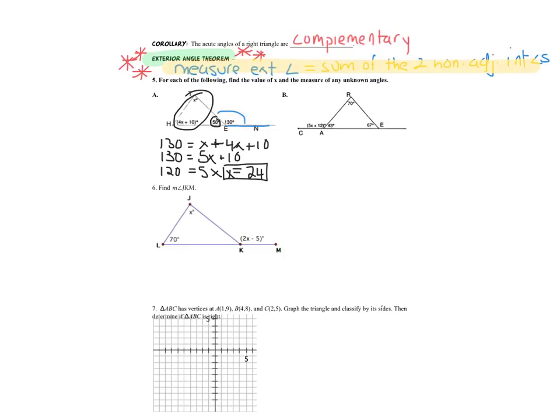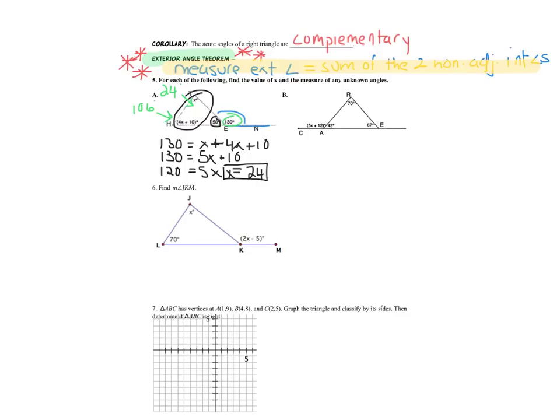The directions also ask me to find any unknown angles. So this angle, if it's x, it's 24 degrees. And then if I plug it in for angle H, 4 times 24 plus 10 gives me a measure of 106. Remember what was said, the exterior angle, 130, is the sum of the two non-adjacent. So 106 plus 24 should equal 130 if we did that correctly. It does, so we know we did it correctly.